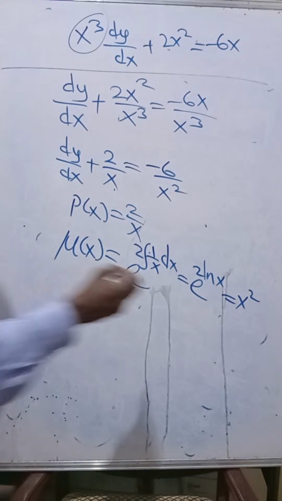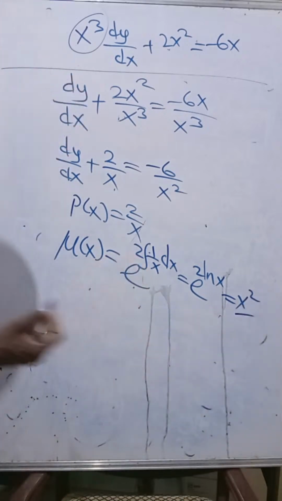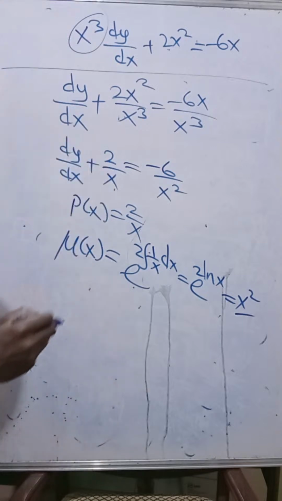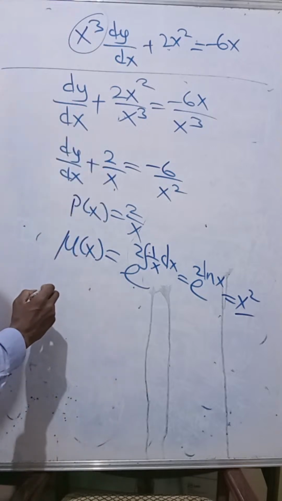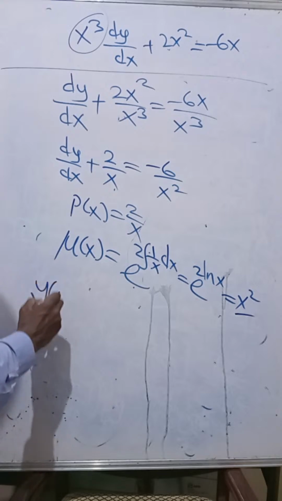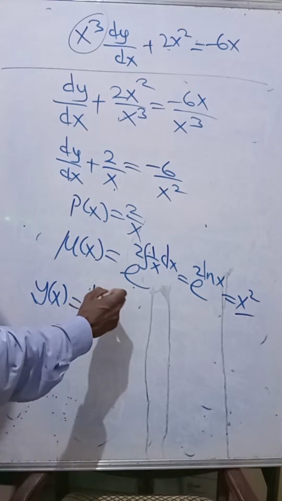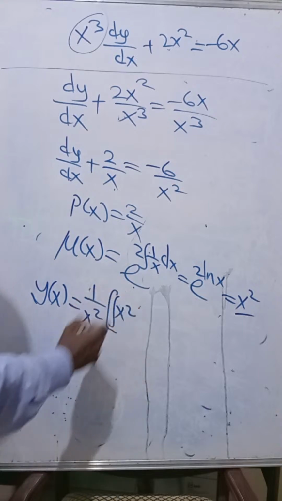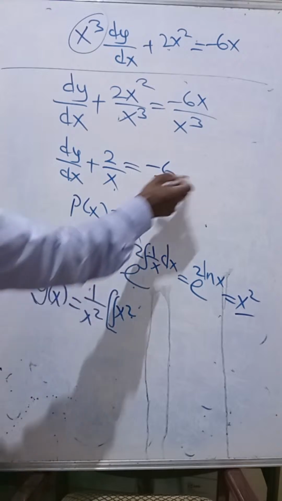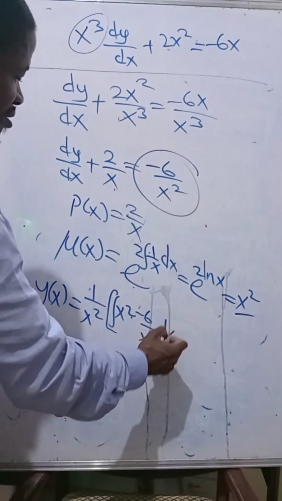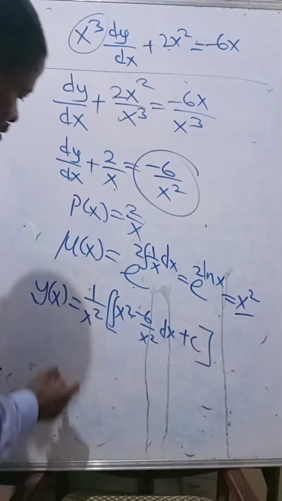So this is what we have for the integral factor. Then the next thing to do is to get the general solution. The general solution will be equal to 1 over integral factor times the integral of integral factor times f of x, which is minus 6 over x squared dx, and then plus c.